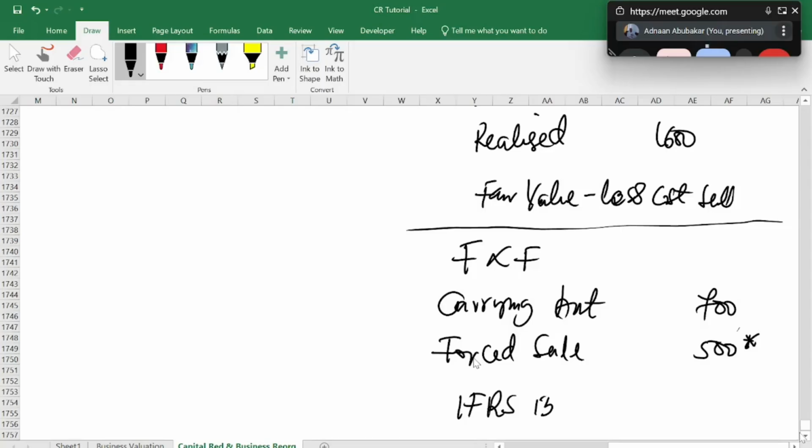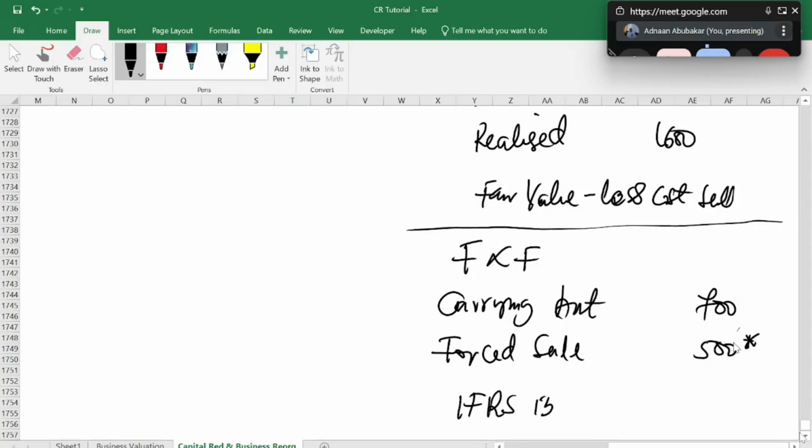You understand it in that manner. But in this instance, we are talking about liquidation, because this asset is going to be sold. We are not going to record this asset back into the books. So if you are recording it into the books, IFRS 13 does not support forced sale. Are you with me?